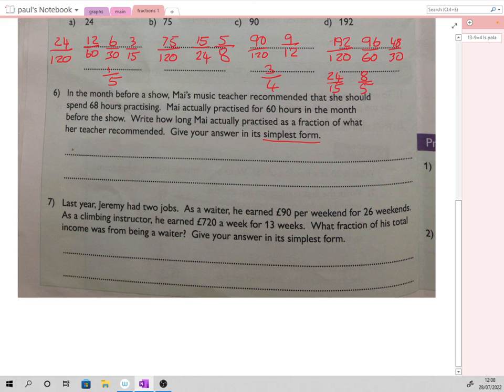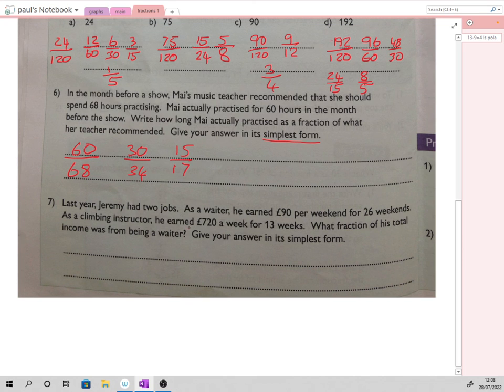Simplest form. So she did 60 hours out of 68. And we're going to simplify this. So let's divide by 2, because they're both even. 30 over 34. Divide by 2 again. 15 over 17.